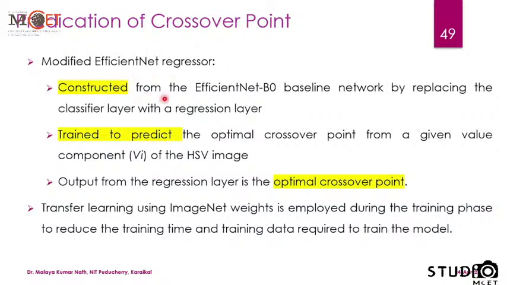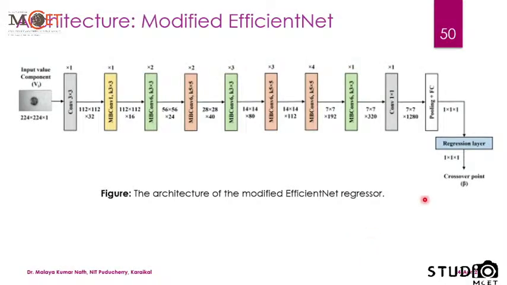This EfficientNet regressor is constructed with the help of an EfficientNet B0 baseline network, replacing the classifier layer with a regression layer. Then it is trained to predict the optimal crossover point from the given value component, equal to VI, from the HSV image. The output from the regression layer is nothing but the optimal crossover point. In this case, we are using the transfer learning concept, using the ImageNet weights employed during the training phase to reduce the training time and training data required to train the whole model. So this is the modified EfficientNet regressor. As I already told, the last layer of this modified EfficientNet regressor is nothing but a regression layer, right? So this regression layer will compute the crossover point, equal to beta.